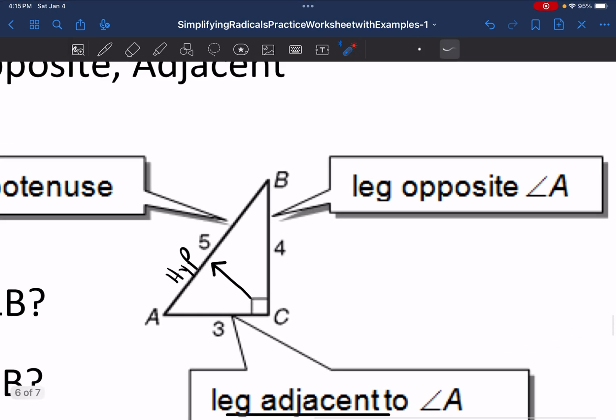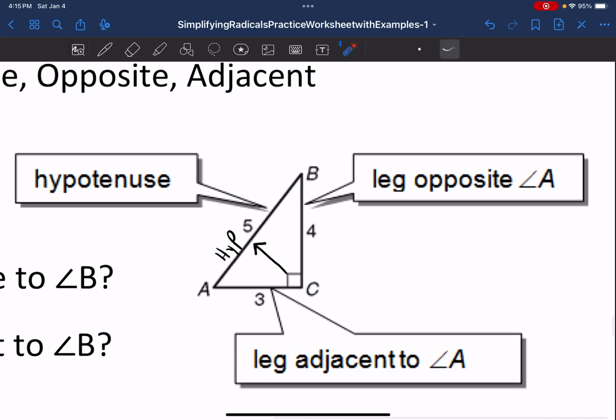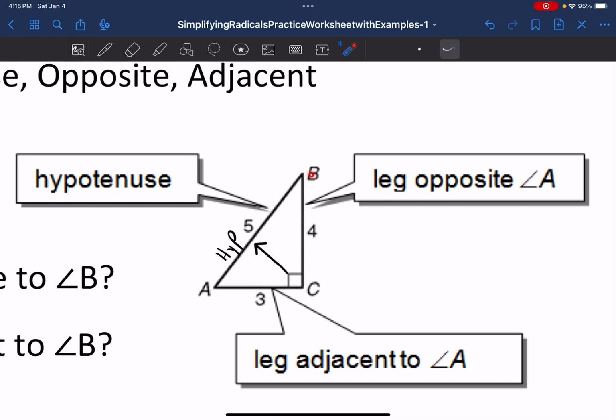Now, if we look at how this is labeled, we see that this right here, BC, is the leg opposite of this, which is read as angle A. What it's telling me is that we're looking at this angle that's A. So the leg adjacent to angle A is AC. Again, we're referencing angle A. So this is super important.